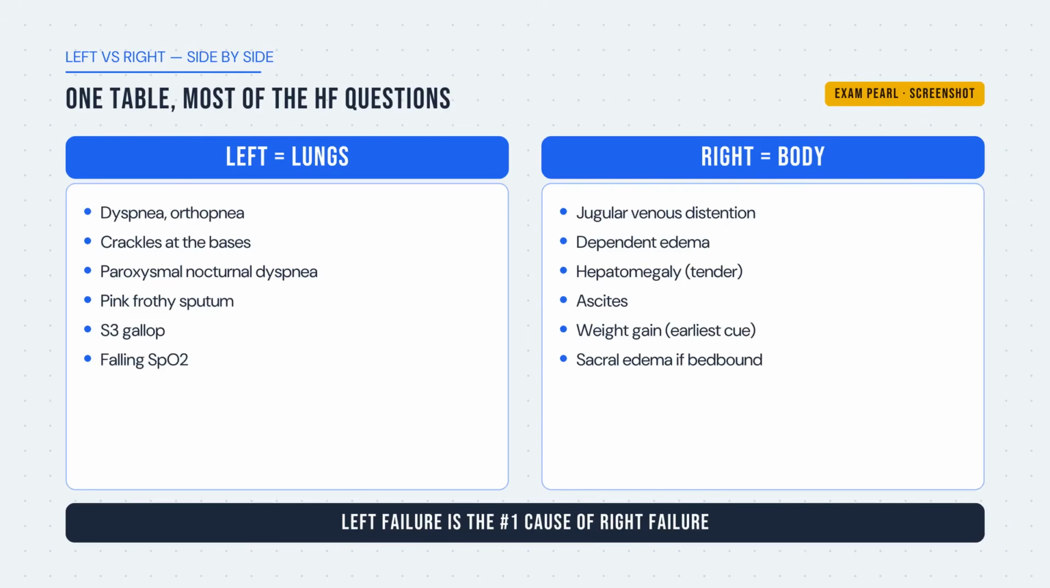Put them side by side, and it becomes almost impossible to confuse. Left failure is a lung picture. Right failure is a body picture. And here's the connection students miss. The most common cause of right-sided failure is left-sided failure. The left side backs up into the lungs, pulmonary pressure rises, and eventually the right ventricle is pushing against that raised pressure, and it fails too. Which is why most of your patients have findings from both columns.